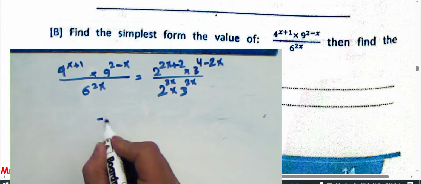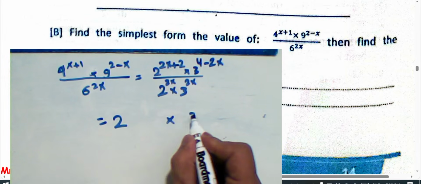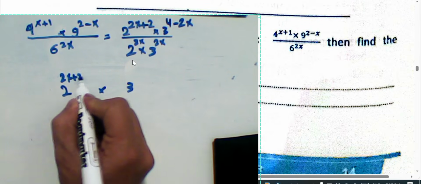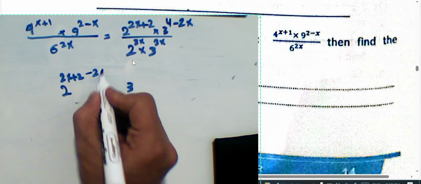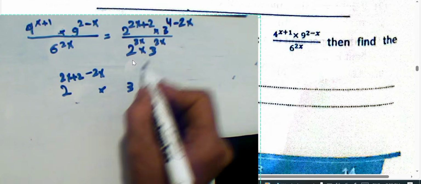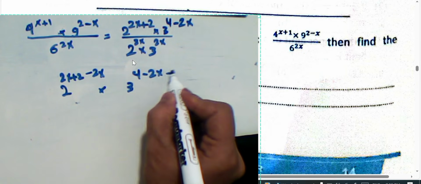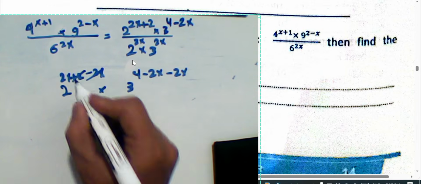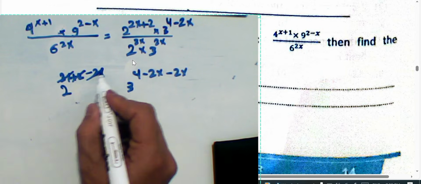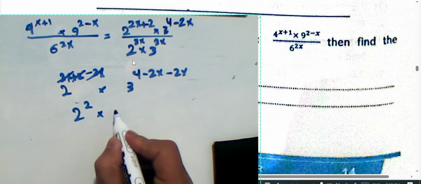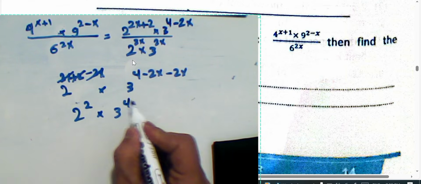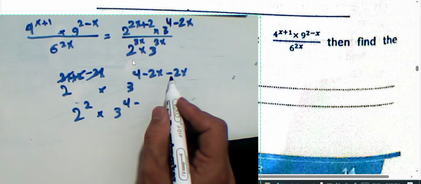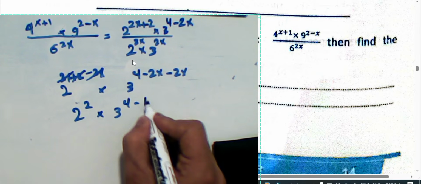Next step: we write the base 2 and the base 3 separately, and subtract the powers. For base 2, 2x plus 2 subtract 2x, and for base 3, 4 subtract 2x minus 2x. Subtract the powers here. We can cancel 2x by 2x. The result will be 2 power 2 times 3 power 4 minus 2x minus 2x, which is 4x, so minus 4x.